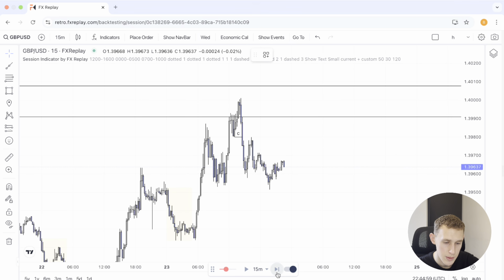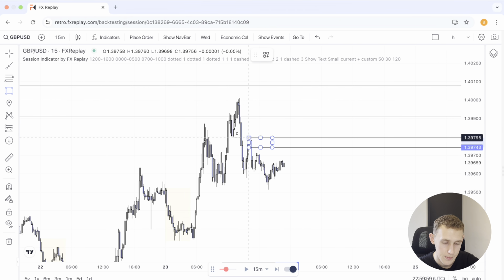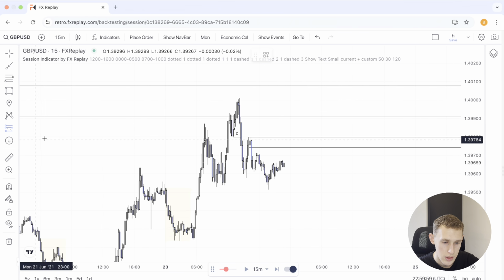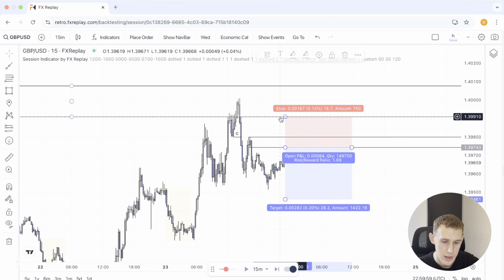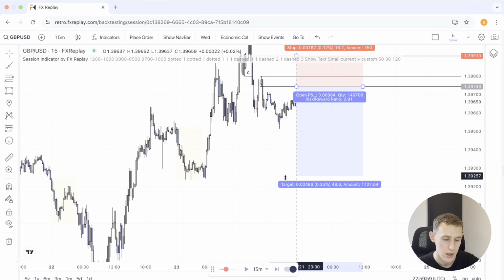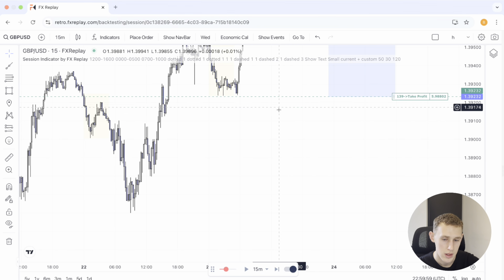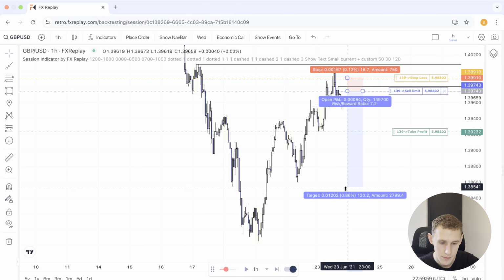Right, there we go actually. So we do now have one. This area of supply. I'm going to set a limit on this. Stops slightly above it. And again, simple 1 to 3 target. Obviously, we don't want to be targeting all the way down here. It's just completely unrealistic.